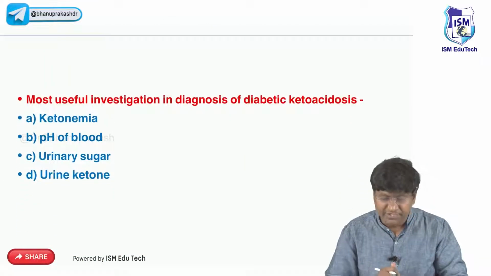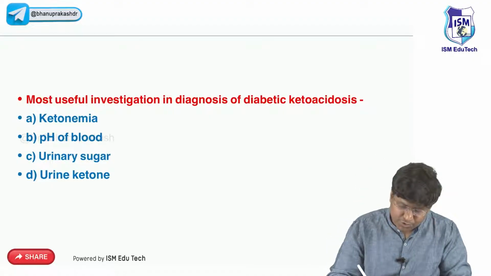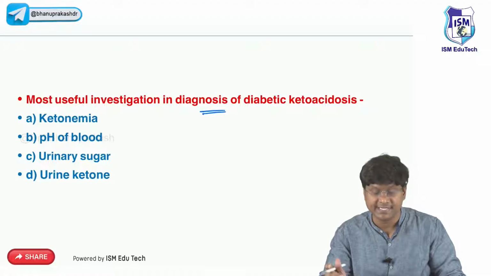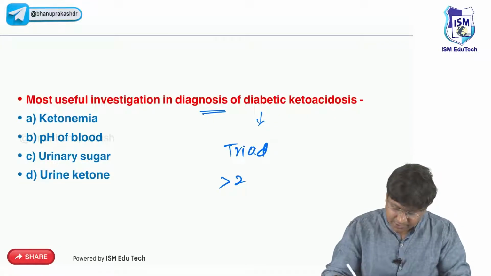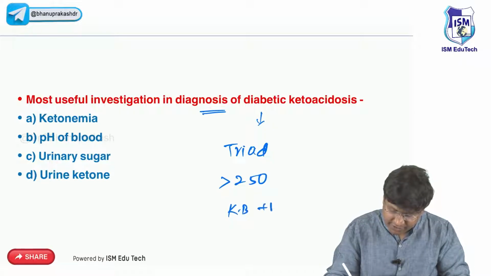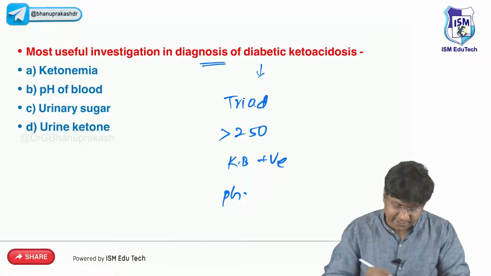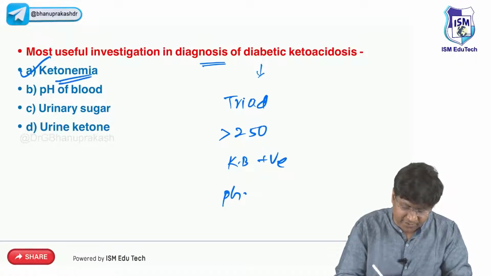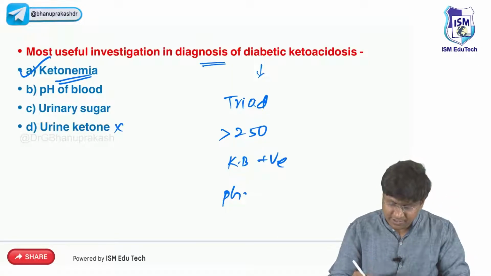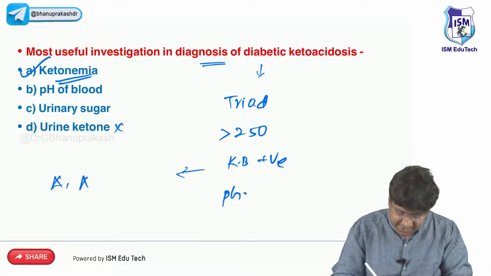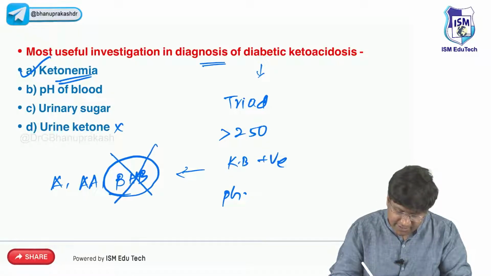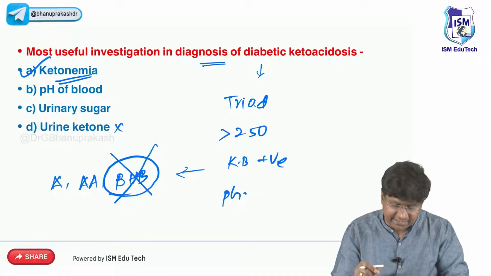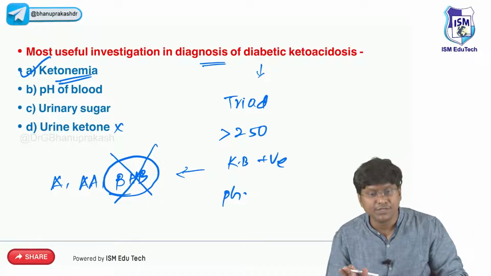Now, if you see the complications in diabetic ketoacidosis, most useful investigation in the diagnosis of DKA. See, DKA is characterized by a triad. What is the triad? In case of diabetic ketoacidosis, glucose levels will be more than 250, ketone bodies will be positive, then the pH will be acidic. But the most useful investigation will be ketonemia. It is not urinary ketone. Why? Because if you take the ketone bodies, you have acetone, acetoacetate, and then beta hydroxybutyrate. This beta hydroxybutyrate does not appear in the urine. So that is the reason why the ideal investigation will be ketonemia. It is not the urine ketone bodies.